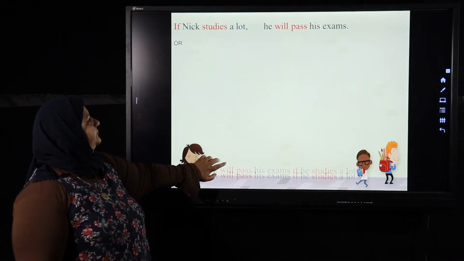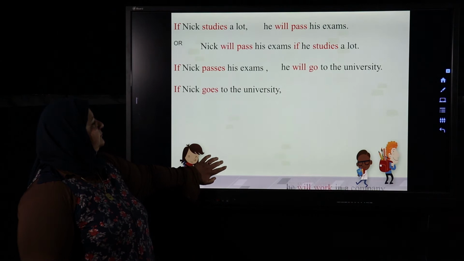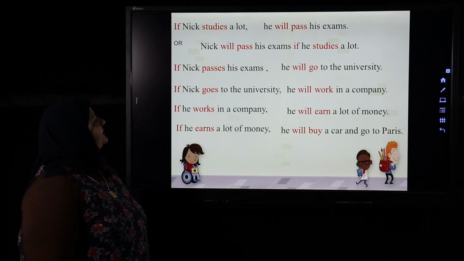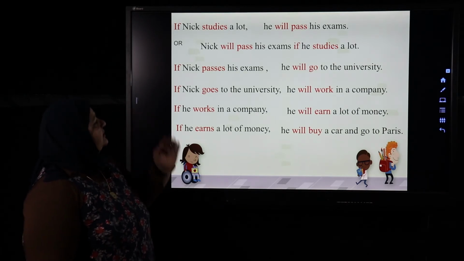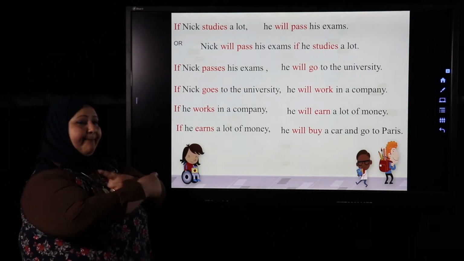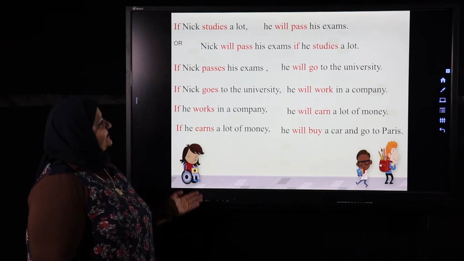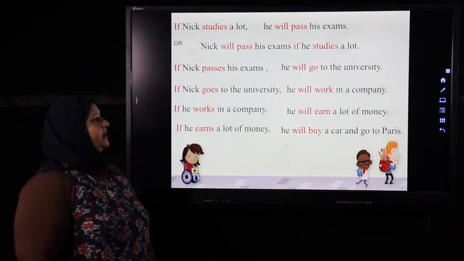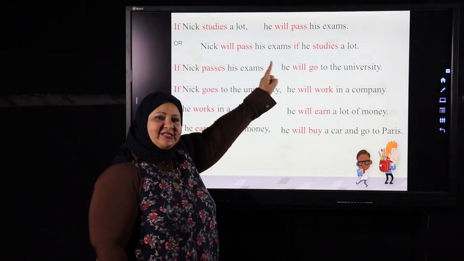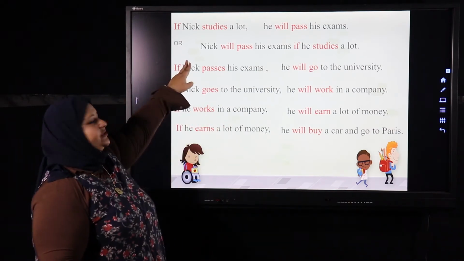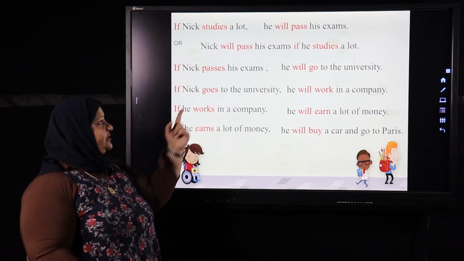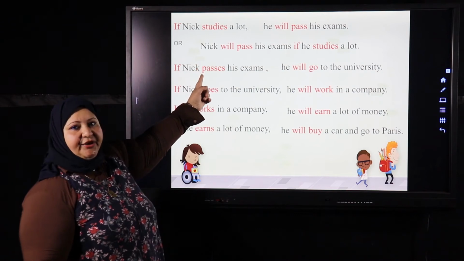More examples here, using if and the second clause with the future. If Nick studies a lot, he will pass his exams. Or we can swap: Nick will pass his exams if he studies a lot. In the first one, if plus present simple, the second clause will plus infinitive. And when we swap it, we use the result clause first, then we add if in the middle. Here we didn't add a comma, as you can see.